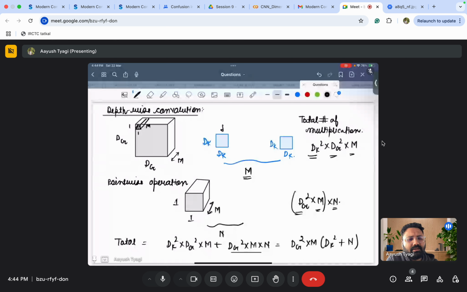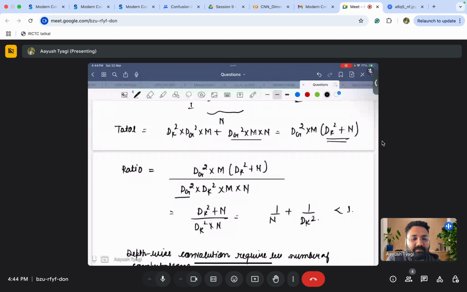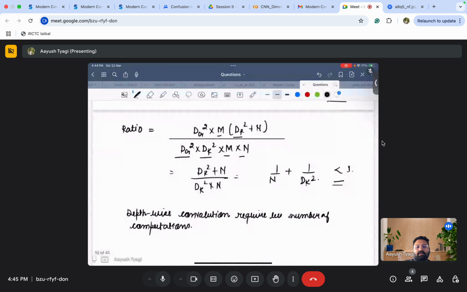But the whole point of the point-wise operation is to get a sense of which channel is important, and I'll just take that channel information. If you do the addition, you'll have dg square into m, and in the bracket you have dk square plus n. So as compared to what we were earlier getting, dg square dk square m into n, now we are getting dg square m into (dk square plus n). If you compute the ratio, it will turn out to be less than 1. So essentially we are using a smaller number of computations.